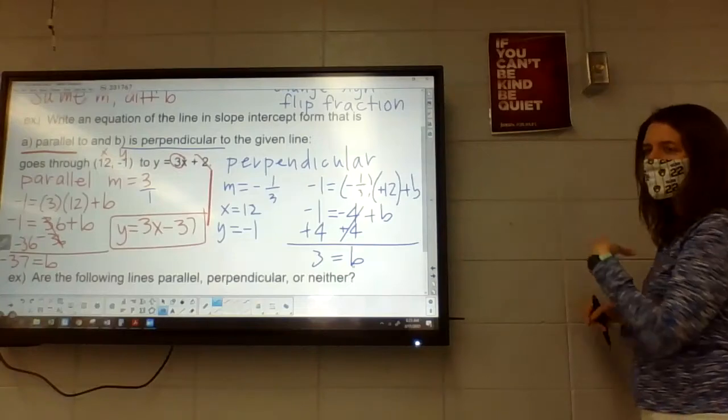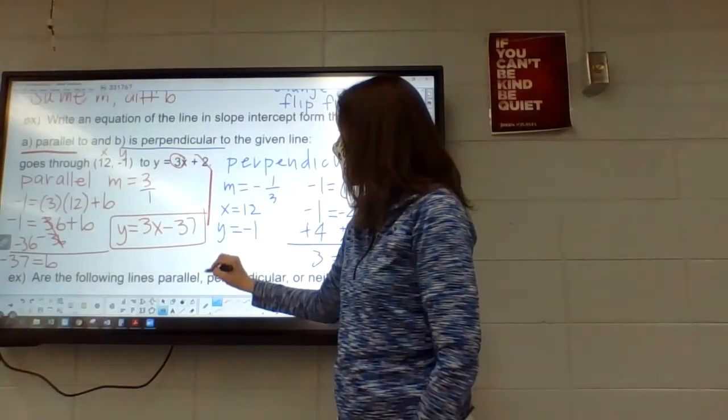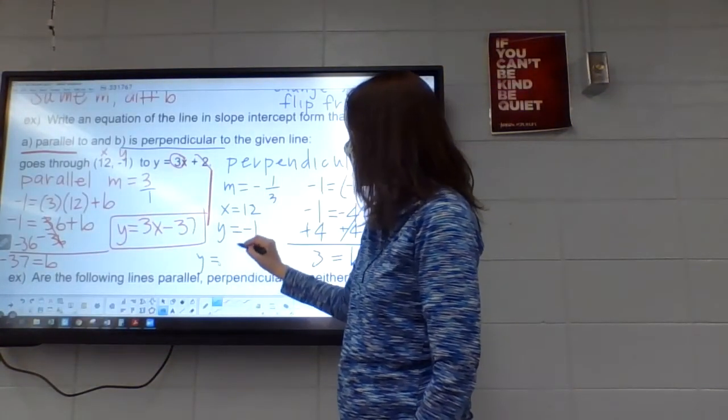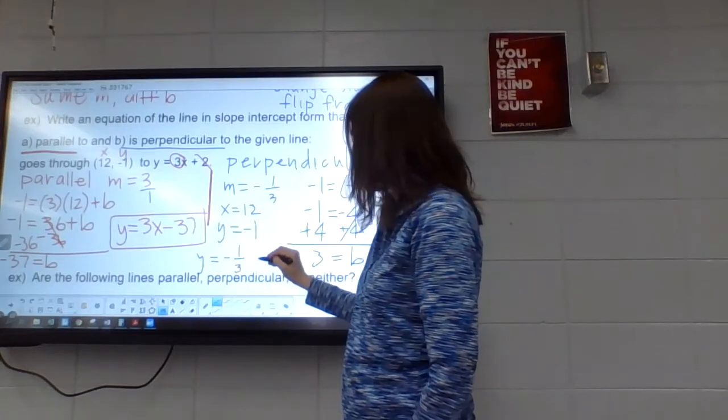And then we take our m and b and put them back into our equation. So this is the perpendicular equation.